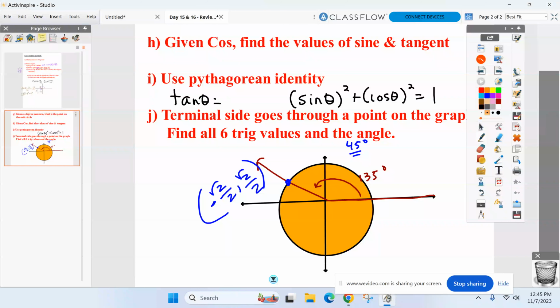Ethan, instead of opposite, I don't have a right triangle, right? I'm not dealing with the right triangle, so I don't want to do opposite over adjacent. Ethan, go ahead. What other definition do I want to use? Sine over cosine. Because remember, we're on the unit circle. Tangent is equal to sine over cosine. Questions?